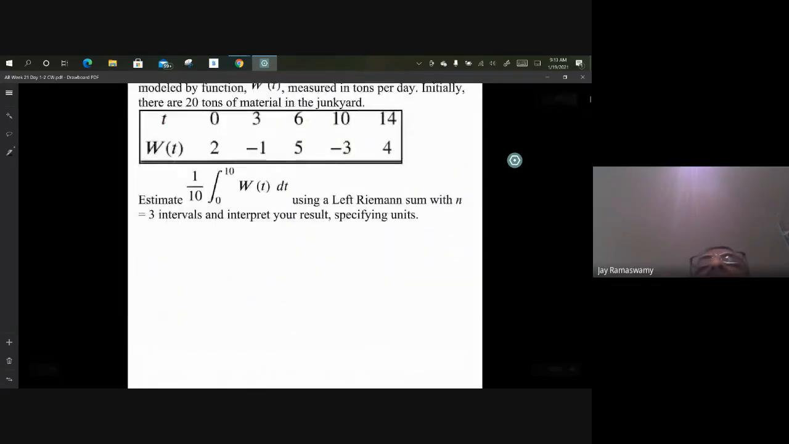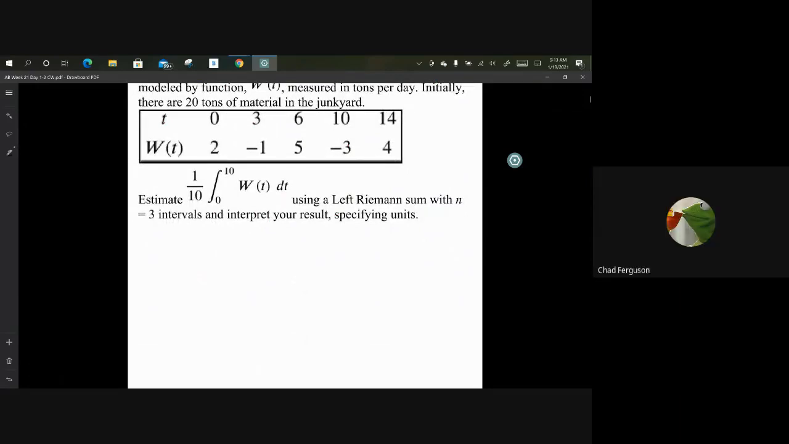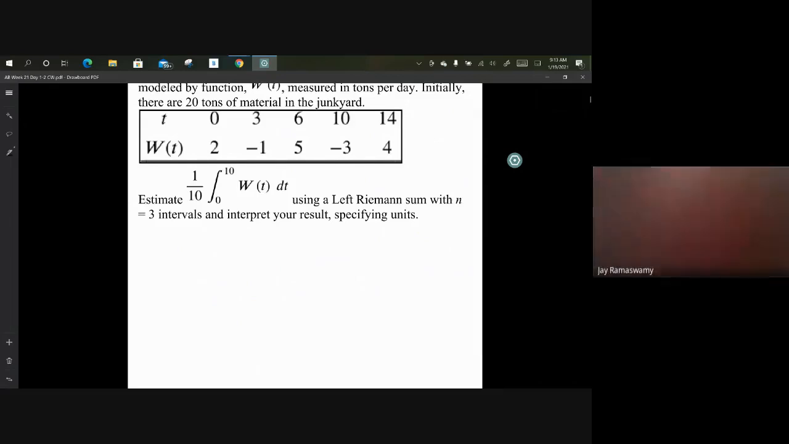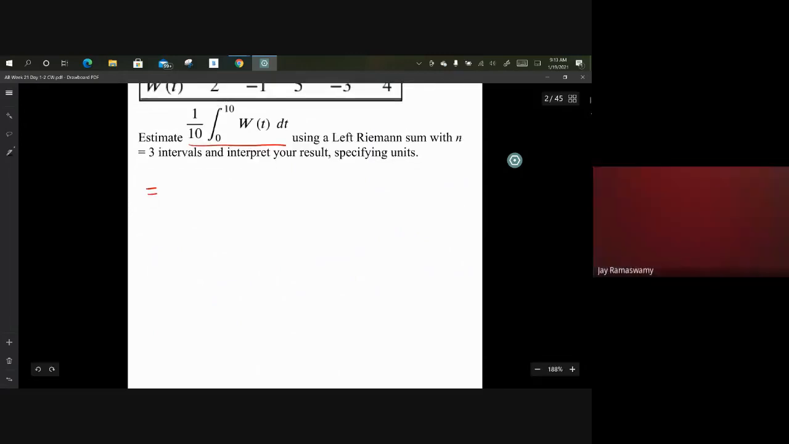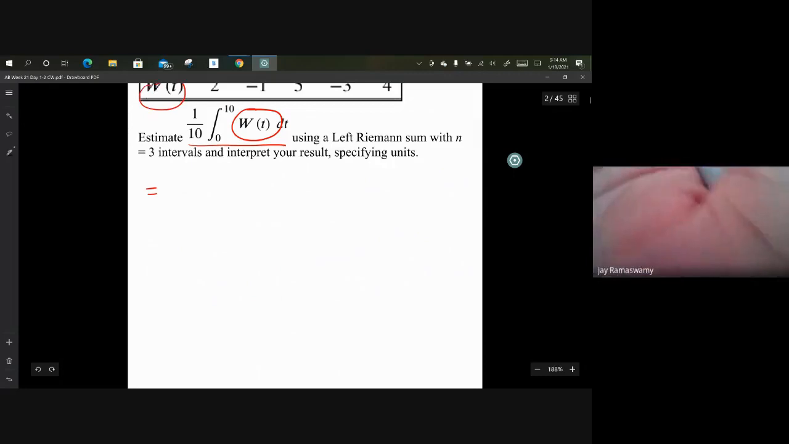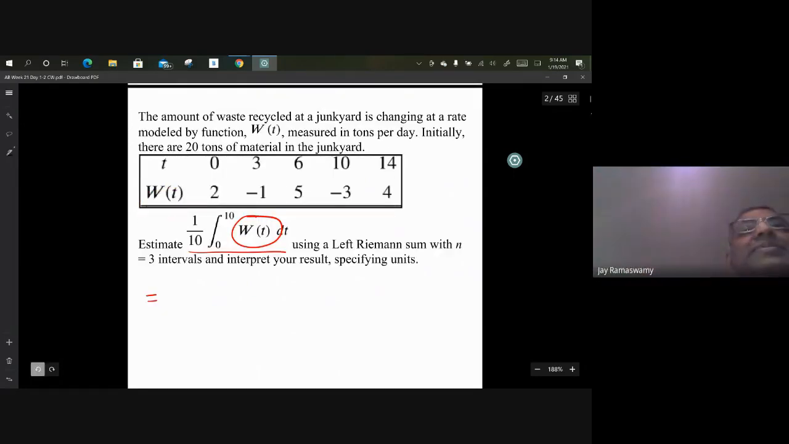Okay, now we're going to accelerate. Go to page 2, please. Write down this expression. It says estimate that using a left Riemann sum with 3 intervals. Is there a mismatch, or are we good to go? We're good to go. We have W of t, and we need W of t. There's no complication. So equals approximately, bring down the integral from 0 to 10.